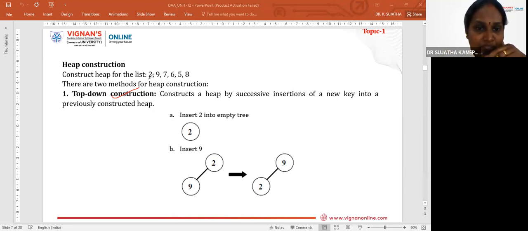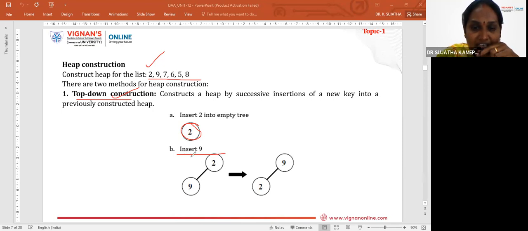Let us see here. Given the keys are 2, 9, 7, 6, 5, 8. Now in the top-down approach, how is the heap constructed? First we need to take the key 2. First we need to insert the key 2 into the empty tree. Next, we need to insert 9, right?